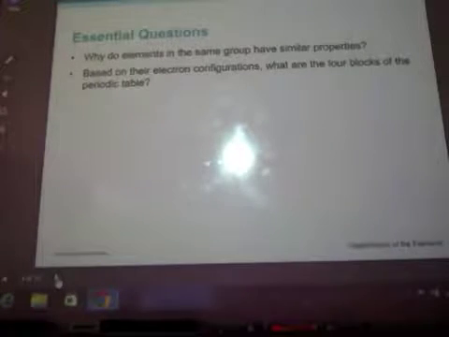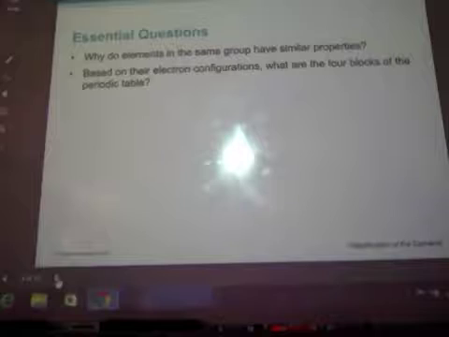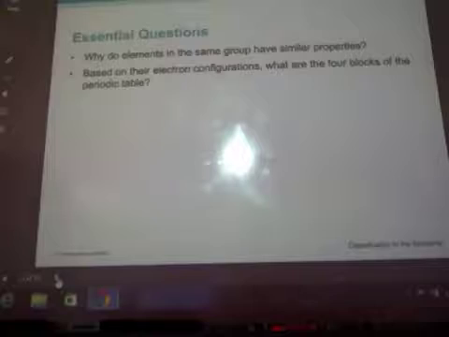So starting with section 2, one question: why do elements in the same group have similar properties? It is all about electrons in this chapter. The reason group 1 is very reactive is because they have how many valence electrons? 1. Group 2 is almost as reactive. It has how many electrons?